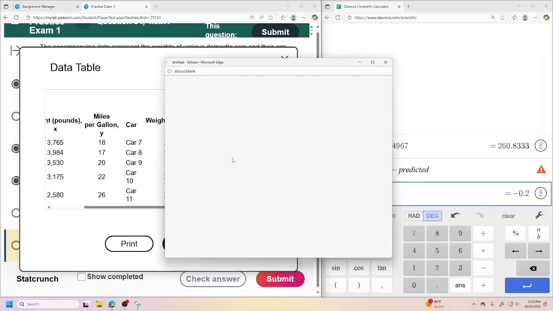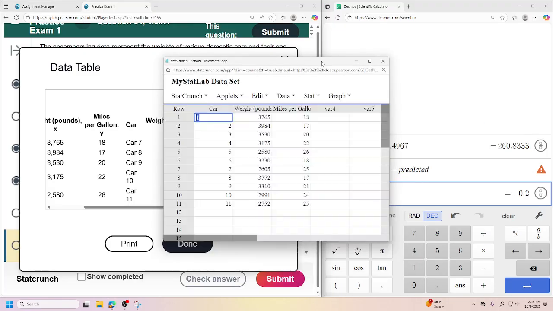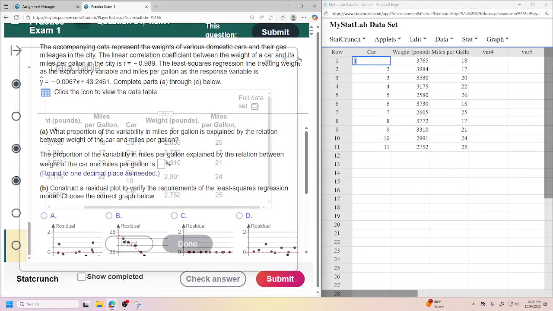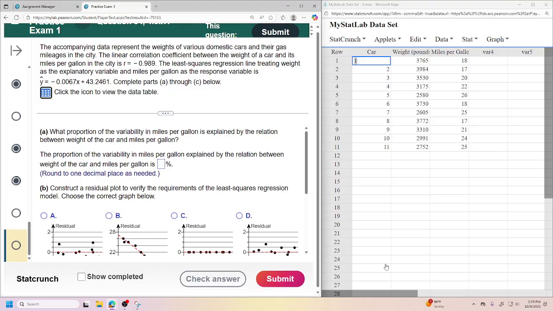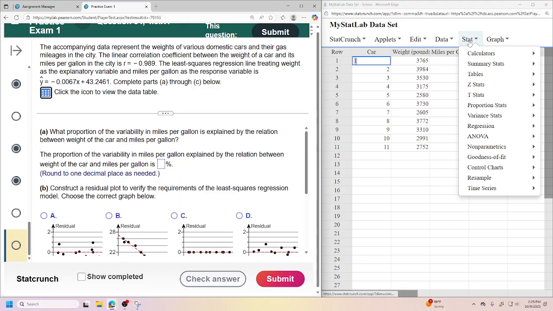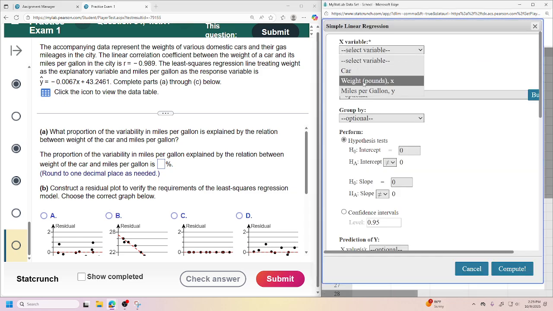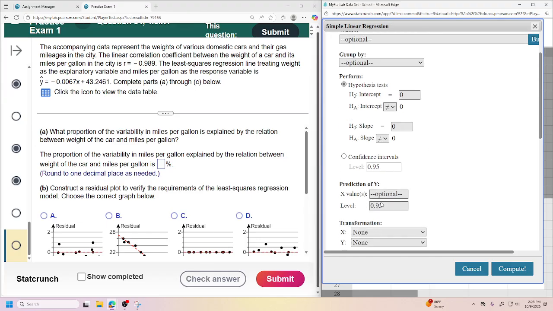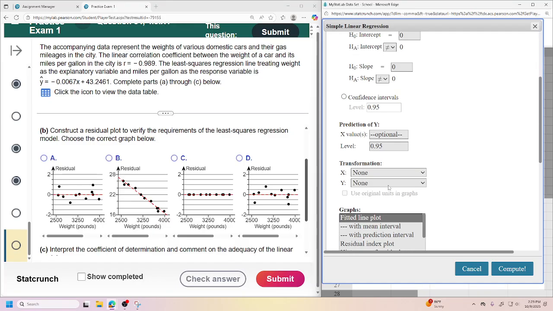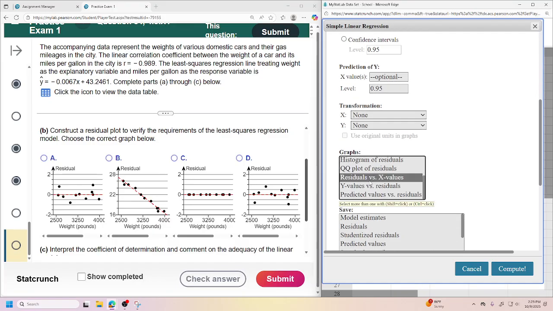Yeah, little words and phrases, reminders. Oh, yeah, StatCrunch steps. Yep, the Y value explained, all that. 100%. Definitely. So I'm going to do regression, simple linear, X and Y. And they're going to want the residual graph, right? So I'm just going to go ahead and click that. Residuals versus X values.